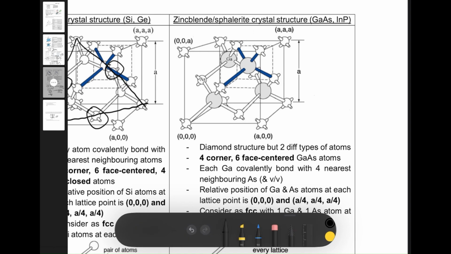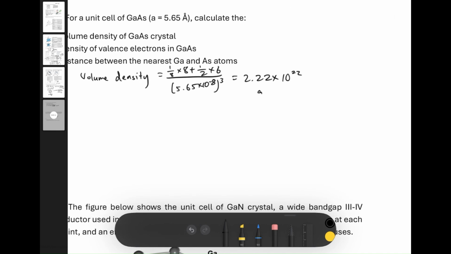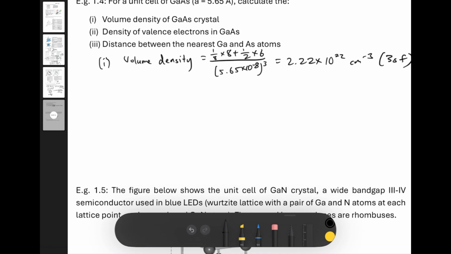Yeah, so let's go back to the question. So the volume density is equal to, as we have said just now, 1/8 times 8 plus half times 6 over 5.65 times 10 to the -8 cubed. And this is 2.22 times 10 to the 22 atoms per cm cubed. This is 3 SF.